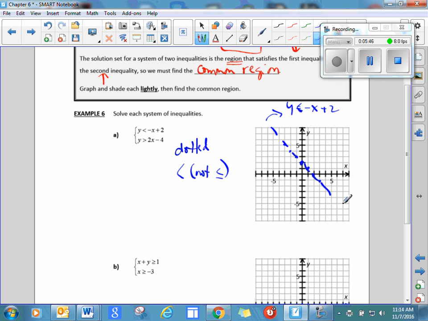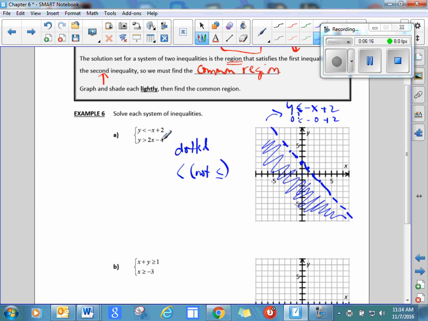So now we have to figure out which part of the coordinate plane, up above or below, are we going to shade for this inequality. So again, if we look at the point 0, 0, if we plug in 0, we ask ourselves, what kind of statement does this make? Is 0 less than 2? Why, yes it is. So I am going to shade the part of the coordinate plane that has 0, 0 in it.